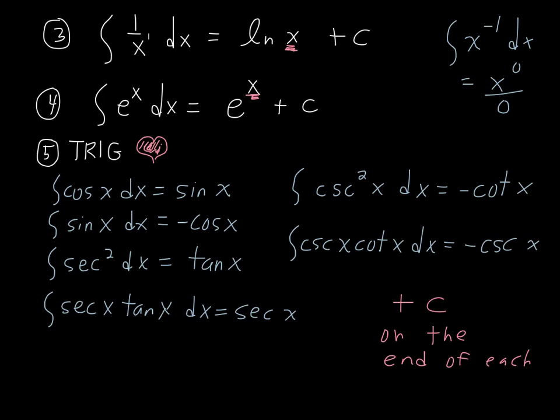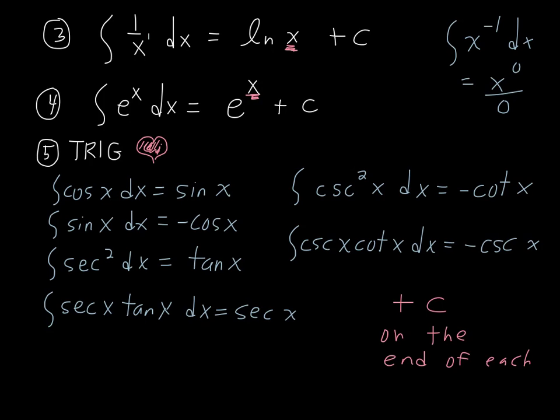So, if we integrate cosine, we get sine. If we integrate sine, we get negative cosine. If we integrate secant squared, we get tan. If we integrate secant times tan, we get secant. And again, just work backwards, right? Do a derivative. We know the derivative of the secant was secant tan, right? So working backwards would be logical.